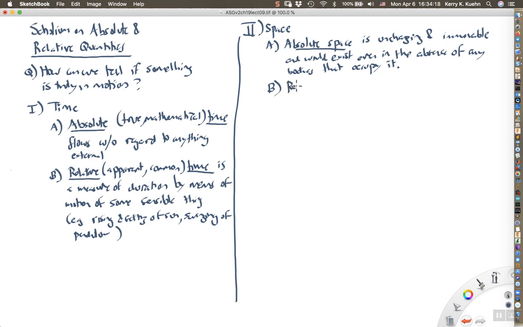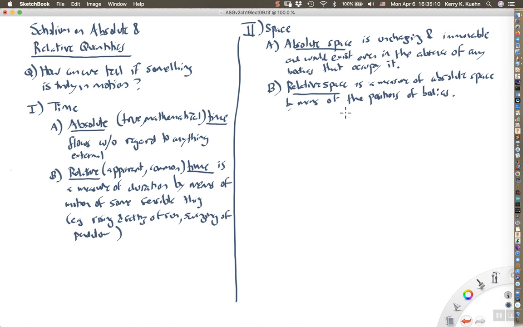This he distinguishes from relative space. Relative space is a measure of absolute space by means of the distance between sensible bodies, by means of the position, you might say, or the positions of bodies. So if you want to know the space between the Earth and the Moon, that only makes sense because you're referring to the position of the Earth and the Moon, and the space is between them.